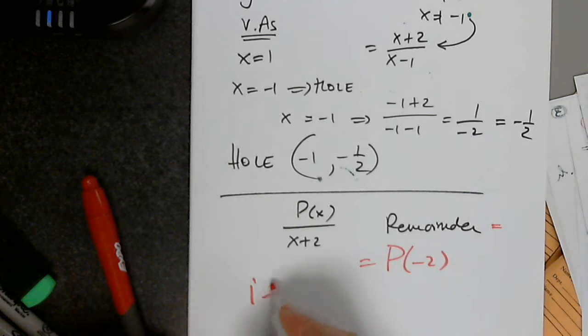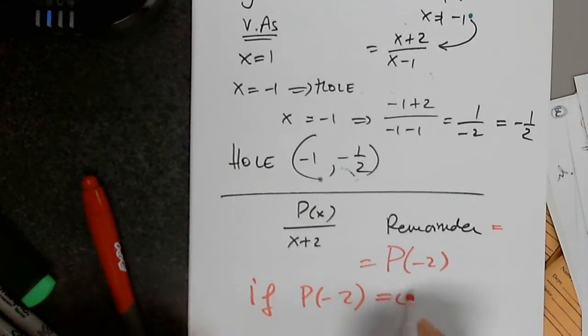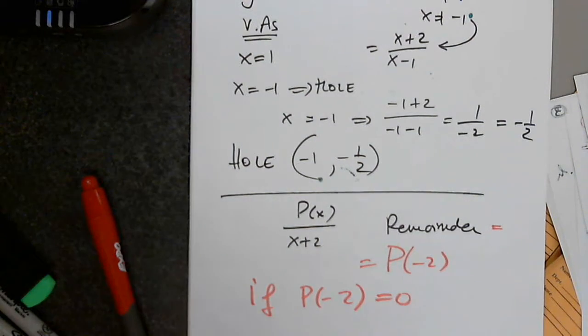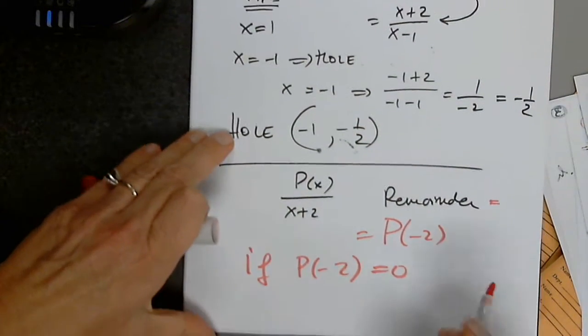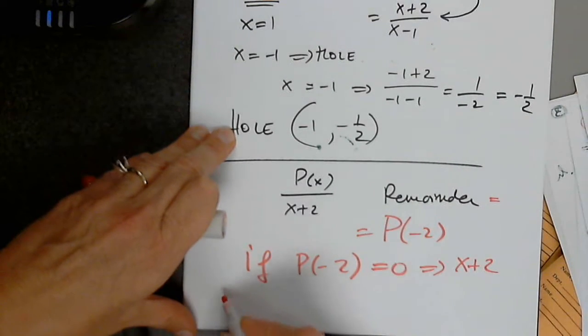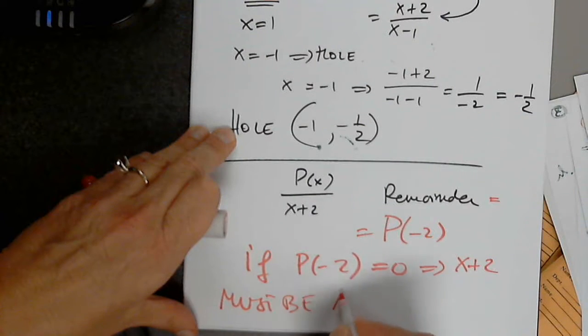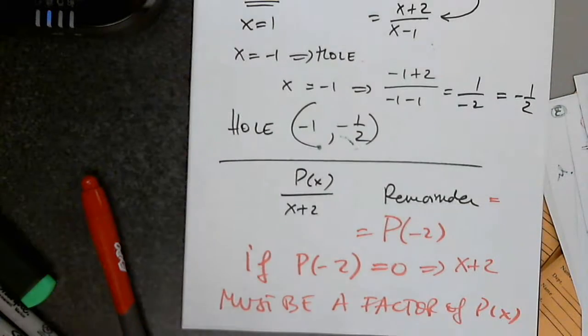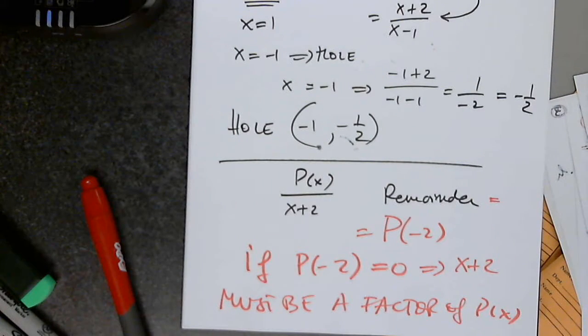Perfect. What if P of -2 is 0? What will you conclude? What is the relationship between P of x and x plus 2? There is that factor. Exactly. Excellent. Please remember this is very useful for the next course as well. So if P of -2 is 0, then x plus 2 must be a factor of P of x. Exactly. If the remainder is 0, it must be a factor. Perfect. Is that the factor theorem? That it is.